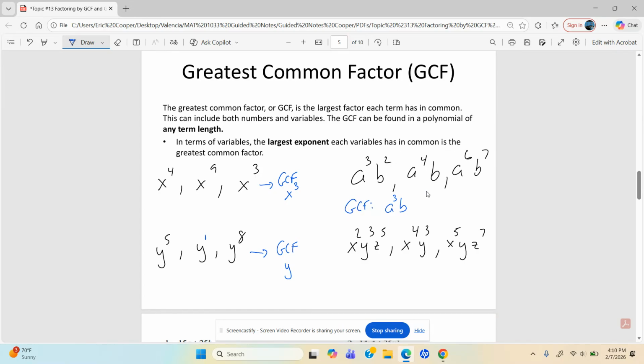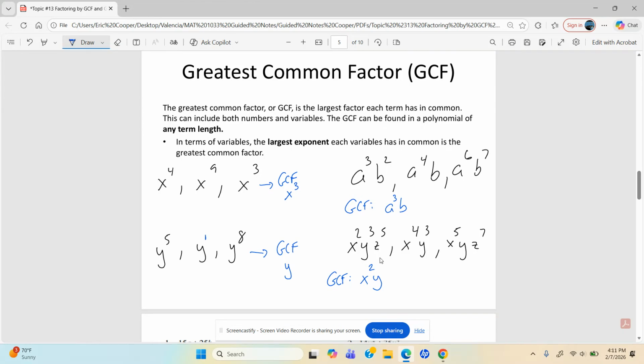So my GCF here will be a cubed b. Now this last set, I've got 3 letters, and we'll double check. All the terms have x's, x2, x4, x5. So I can take out an x squared. Let's look at the y's. I've got a y3, a y3, and a y1. Again, all the terms have y's. So let's take out a y.